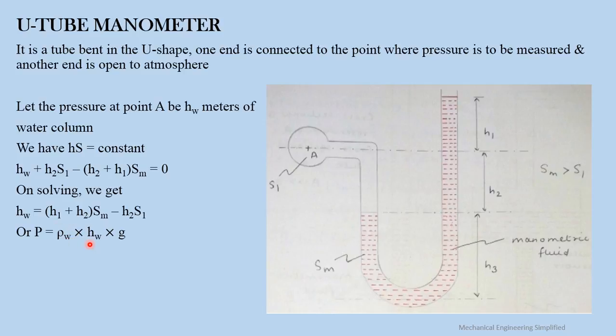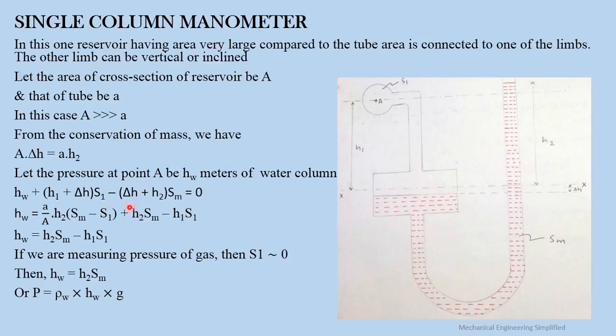Please make a note of it that whatever be the fluid in terms of which you are calculating this H, the same fluid's density is to be multiplied for calculating the pressure P. This is the simple U-tube manometer. And then another simple one is the single column manometer. What is it? In this also, it is a simple U-tube manometer.